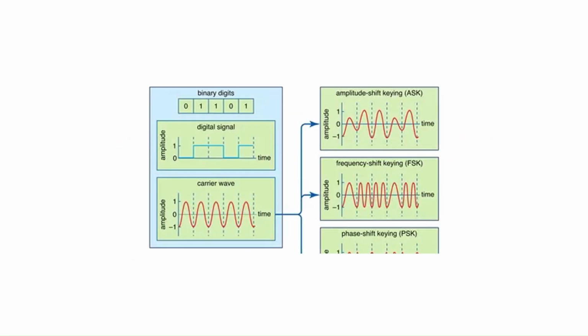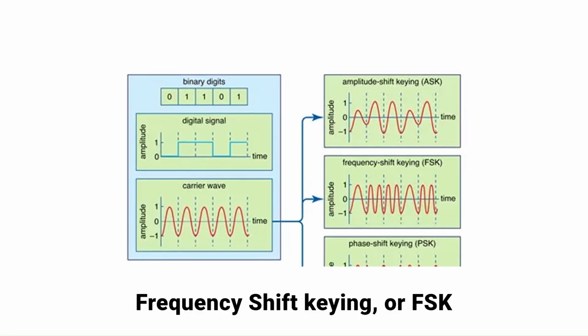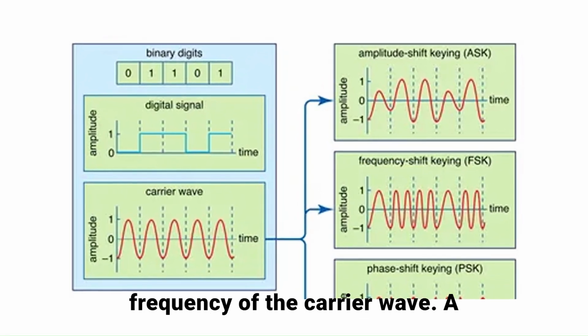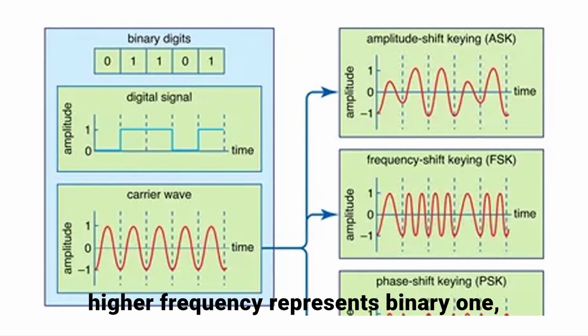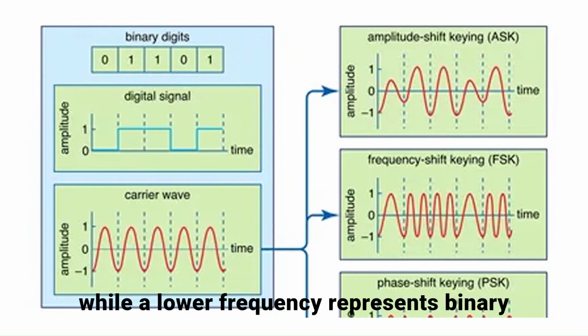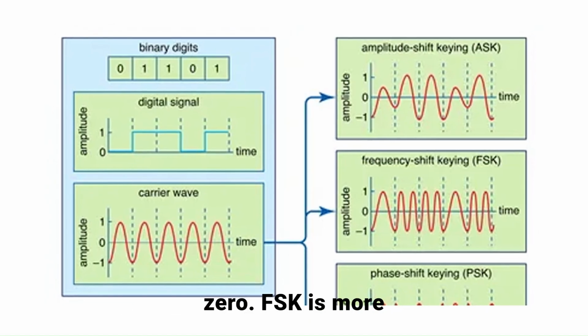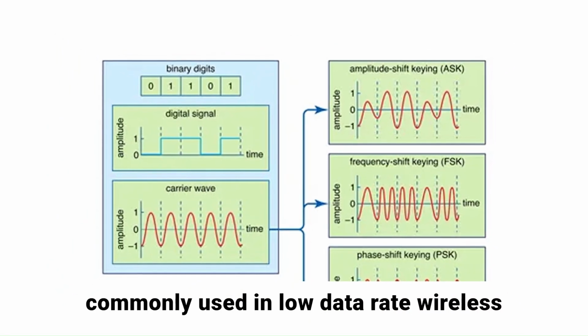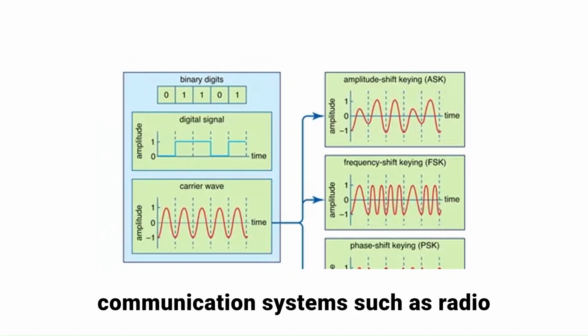Frequency shift keying, or FSK, encodes digital data by shifting the frequency of the carrier wave. A higher frequency represents binary 1, while a lower frequency represents binary 0. FSK is more resistant to noise than ASK and is commonly used in low data rate wireless communication systems such as radio telemetry.